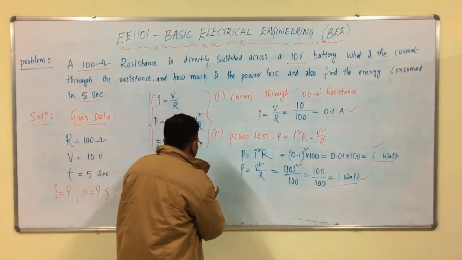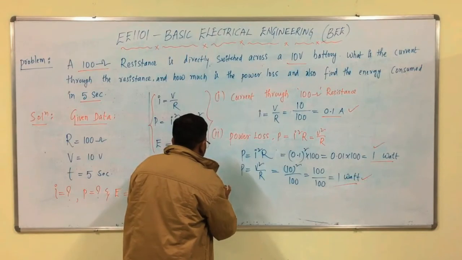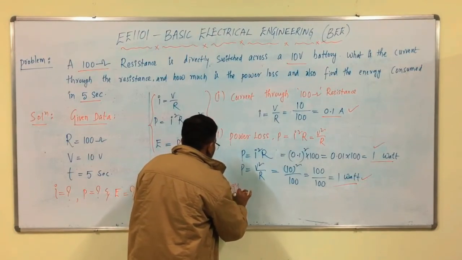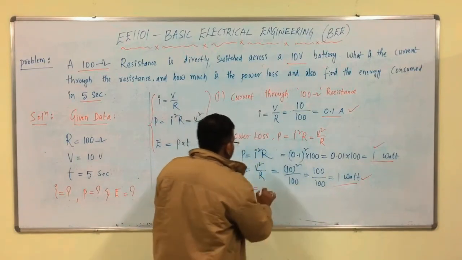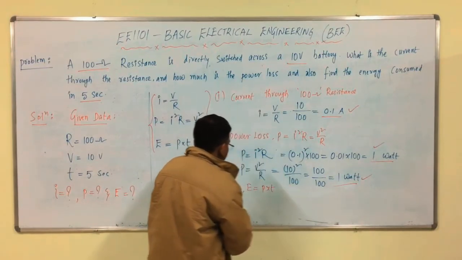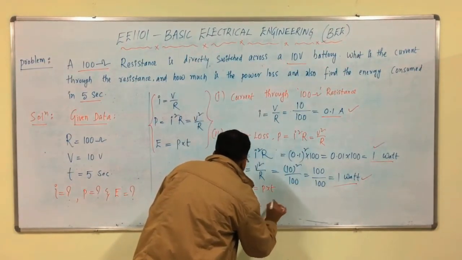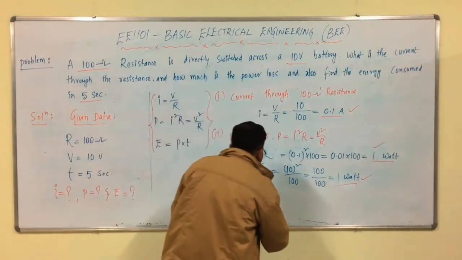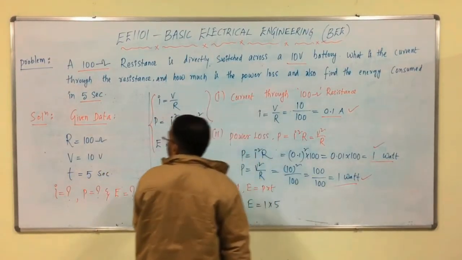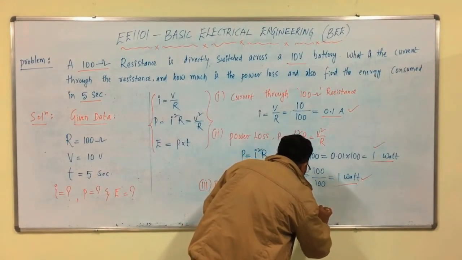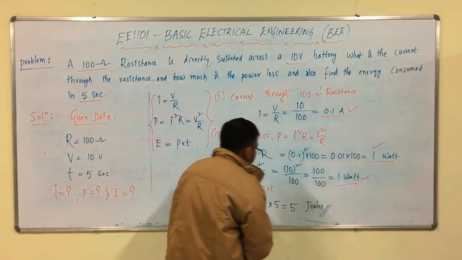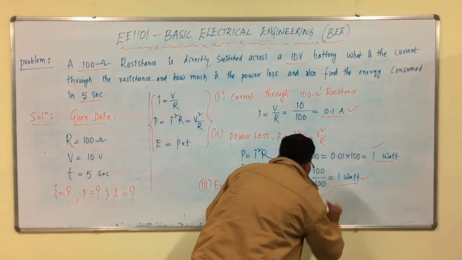Then third, energy. E is equals to P into T. So simply, what is the value of P? 1 watt into time, which is 5 seconds. That is 5 joules. This is the value of energy.